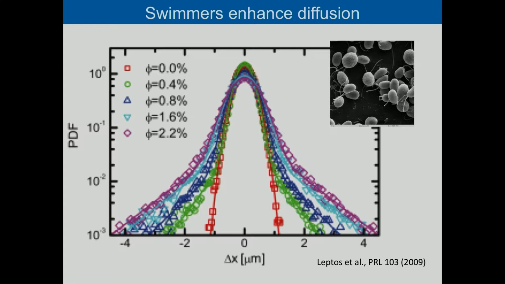If you put in swimmers, what you get instead are these other curves, the green one if you put in a few swimmers, and so on and so forth. And these curves are actually very characteristic. You get these long tails. You certainly get more diffusion, yep, but you also get these long tails. You get a few very, very long. The tracer particle moves a long way a few times, much more than you'd expect. Certainly isn't Gaussian anymore.